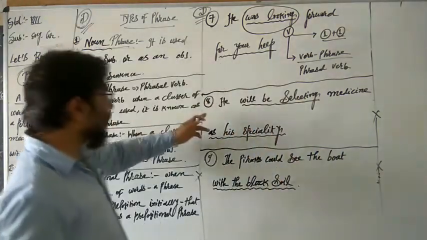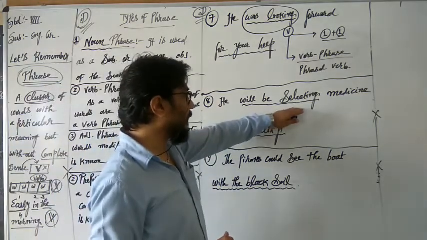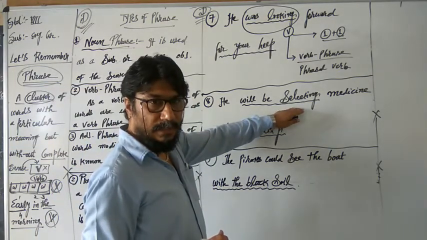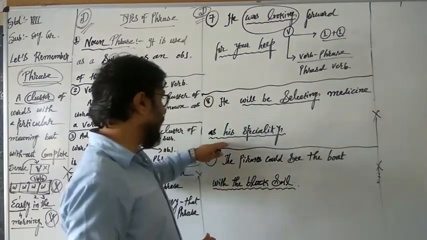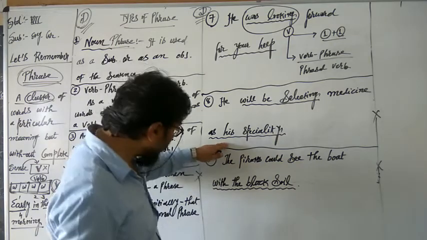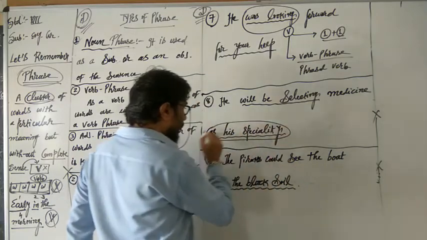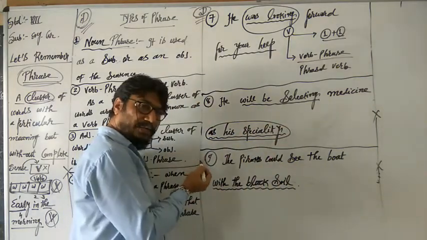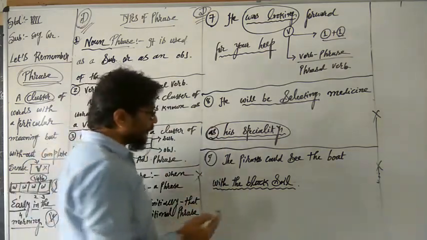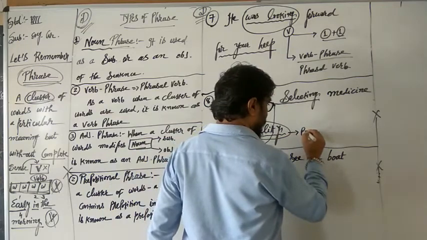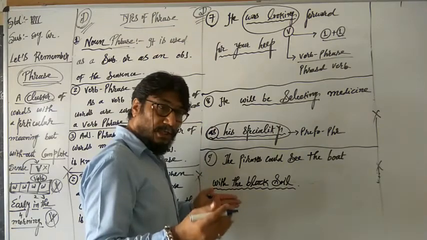Okay? Next to that, he will be selecting medicine as his specialty. This is not given in your text. I have made it. This, as his specialty, is given. You see here, this phrase starts with a preposition. Naturally, this is a prepositional phrase. Keep it in your mind.